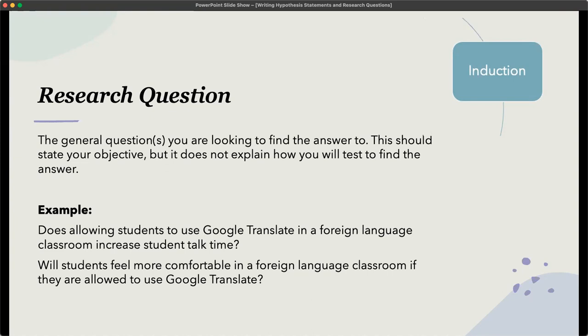And an example would be, does allowing students to use Google Translate in a foreign language classroom increase student talk time? Or will students feel more comfortable in a foreign language classroom if they are allowed to use Google Translate? Notice here, these are general questions. I have no idea from the question, if I'm reading this, how they're planning on doing this. So these are the objectives.